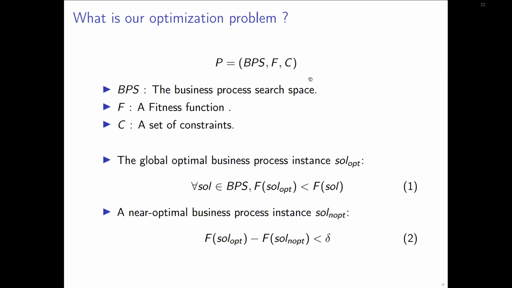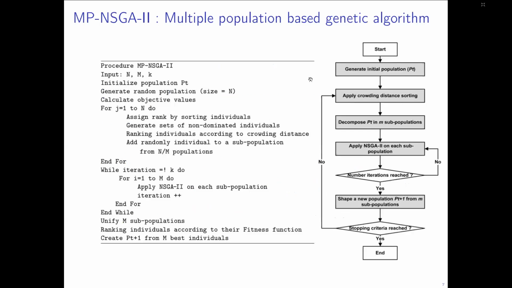So, let's take a closer look at the genetic algorithm. We propose the MP NSGA2, which is a modified version of the canonical NSGA2. We propose to add the multiple subpopulations feature to it, and this is how it works. First, an initial population is generated randomly. Then the crowding distance sorting operator is applied on it.